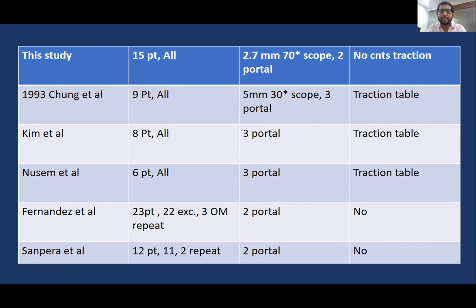was also studied by Fernandez et al., a study of 23 patients where 22 had excellent results, but 3 required debridement because of underlying osteomyelitis, which was found later on. Sanpera et al. also used a 2-portal approach where 12 patients were studied and 11 had excellent outcomes, and 2 also required repeat debridements. In this study, they have mentioned that because the operating surgeon was a senior surgeon who was routinely well versed with hip arthroscopy, they have not experienced any complications or any requirement of repeat debridement.